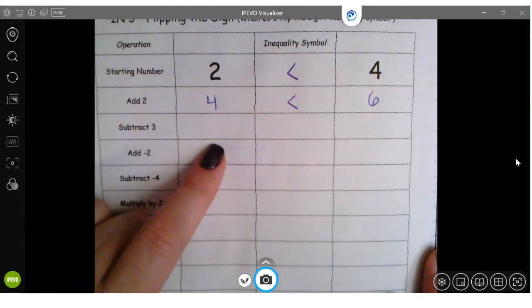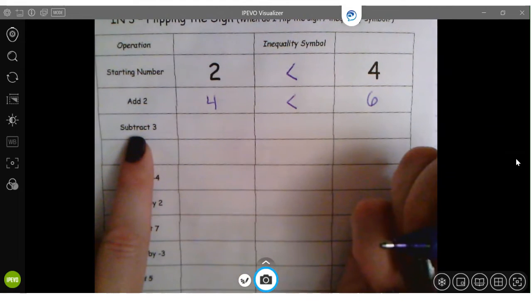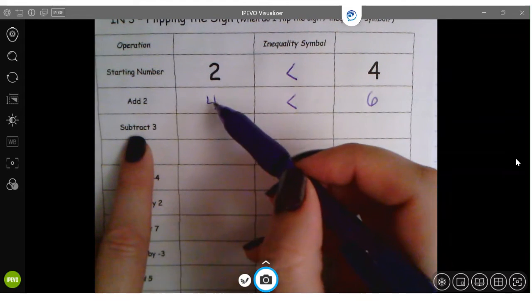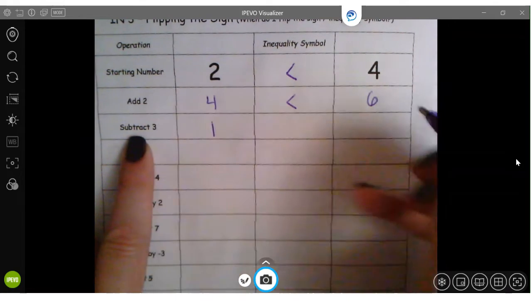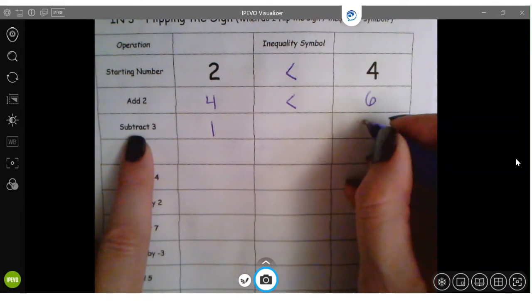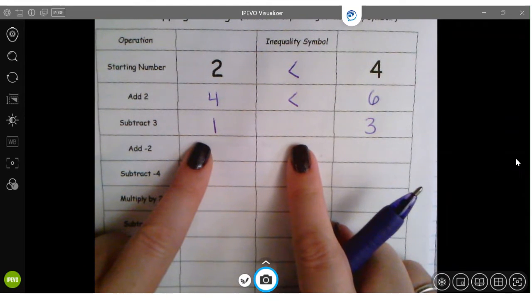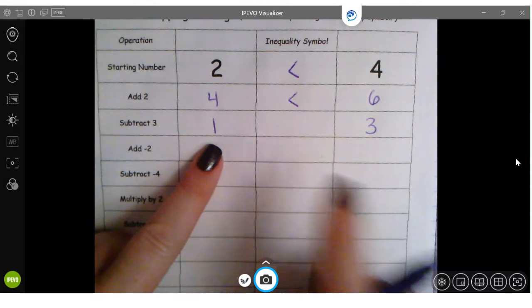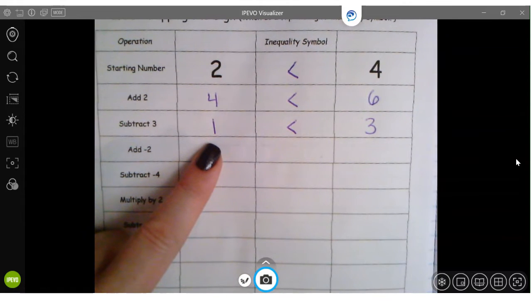What about subtracting? I'm going to subtract 3 from both numbers. 4 minus 3 gives me 1. 6 minus 3 gives me 3. So I need to figure out which inequality symbol goes in the middle here. 1 is what compared to 3? Well, it's still less than 3, so I still have a less than sign.